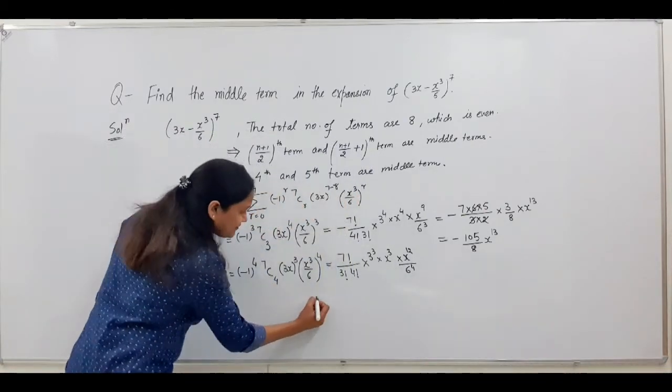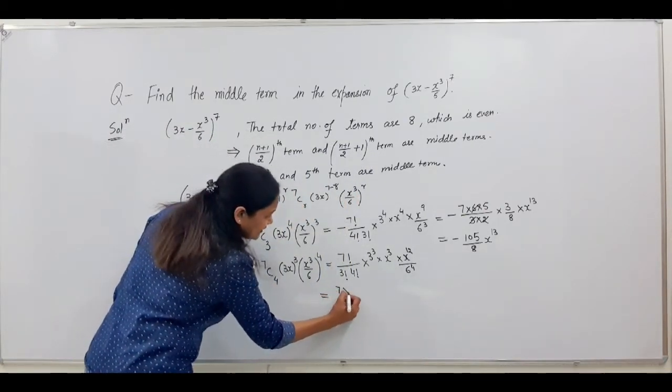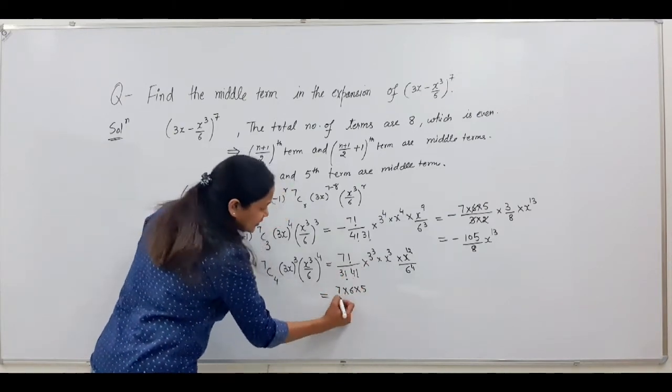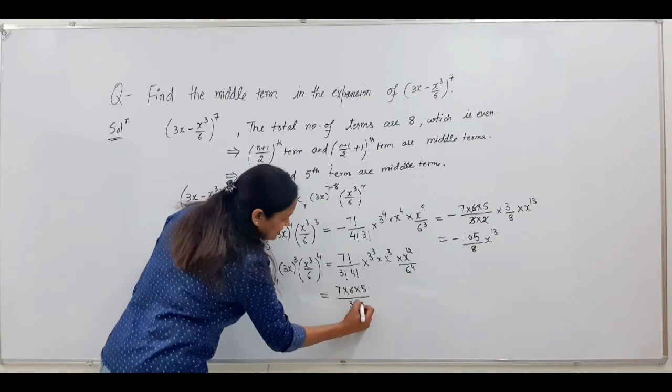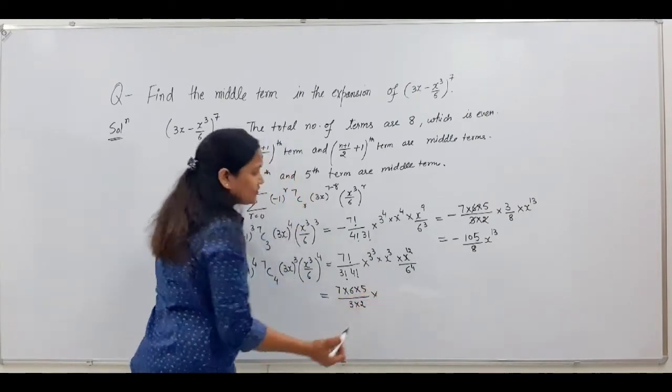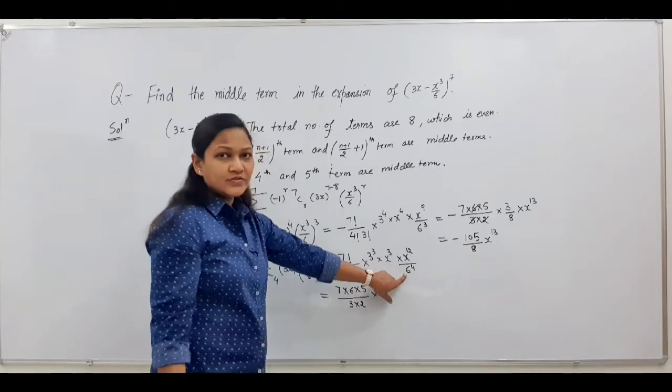And this will become 7 into 6 into 5. 4 factorial will cancel out. And this is equals to 2 raised to power 4 into 3 raised to power 4.